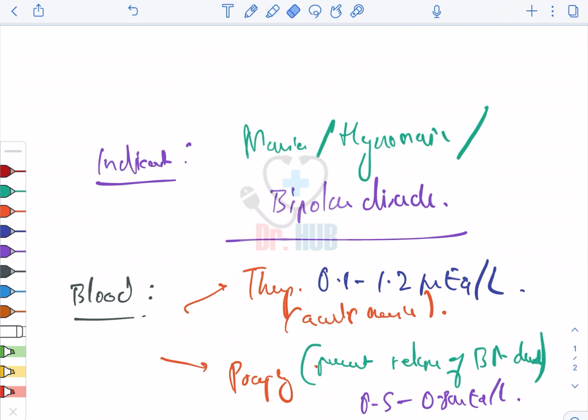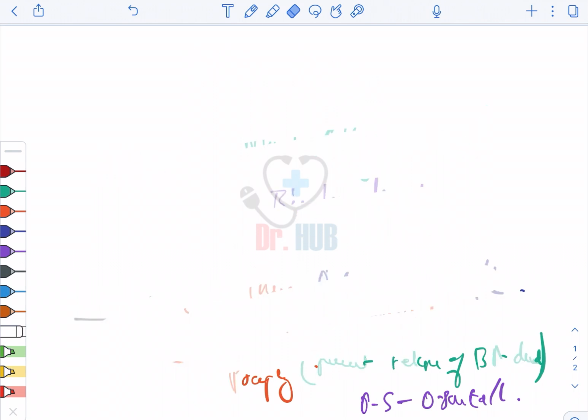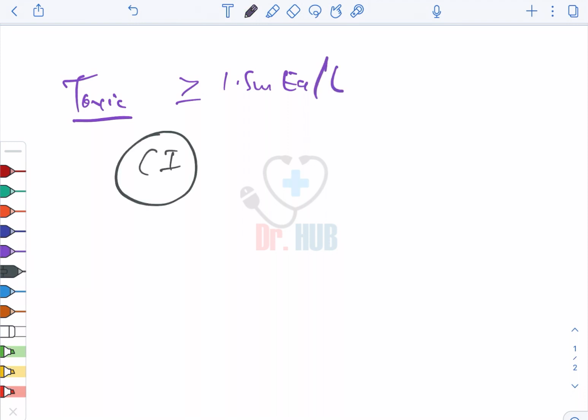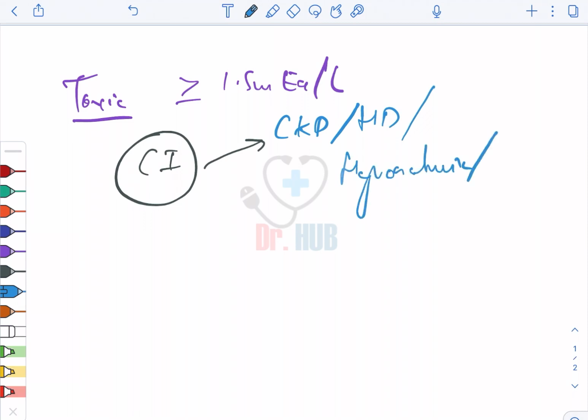So you may think, what is the toxic level of lithium? The toxic level is basically greater than 1.5 milliequivalents per liter. So now we are looking at contraindications. So what are the contraindications? Contraindications include CKD, heart diseases, as well as hyponatremia or diuretic use.